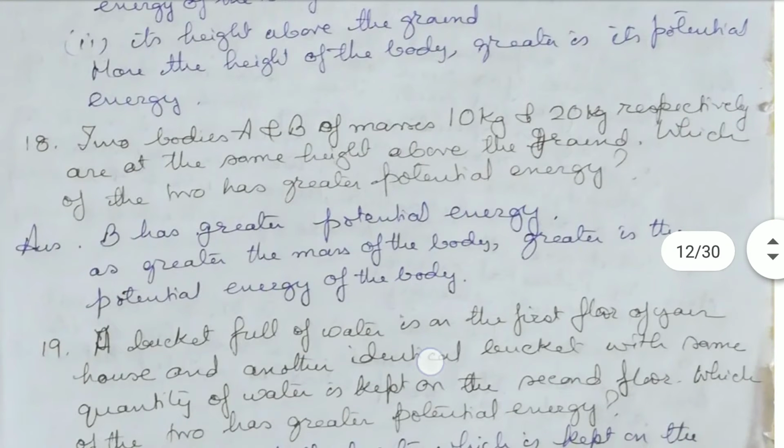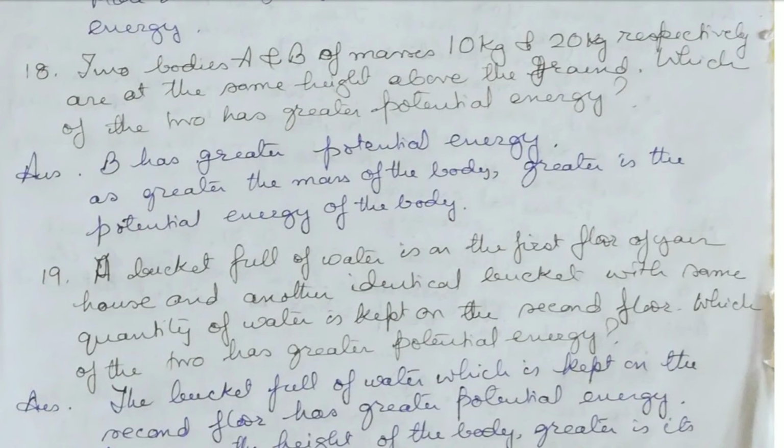Then two bodies A and B of masses 10 kg and 20 kg respectively are at the same height above the ground. Which of the two has greater potential energy? B has greater potential energy, as the greater the mass of the body, the greater is the potential energy.